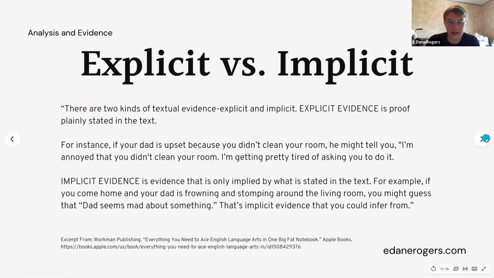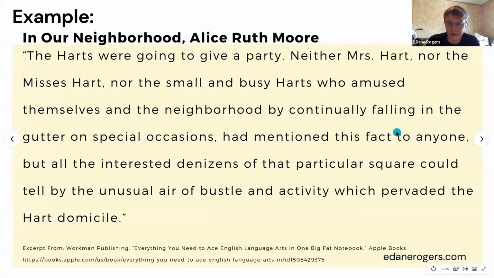So we're going to look at this brief story. It's just one paragraph. It's an excerpt from a story by Alice Ruth Moore, and it's called In Our Neighborhood. And we're going to look at what kind of evidence the neighbors who are observing this, the Hart family, what evidence does the neighbor use to conclude that this family is having a party? So could you read this paragraph for me?